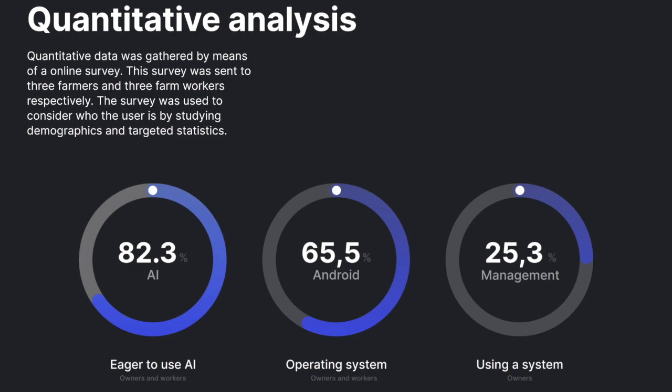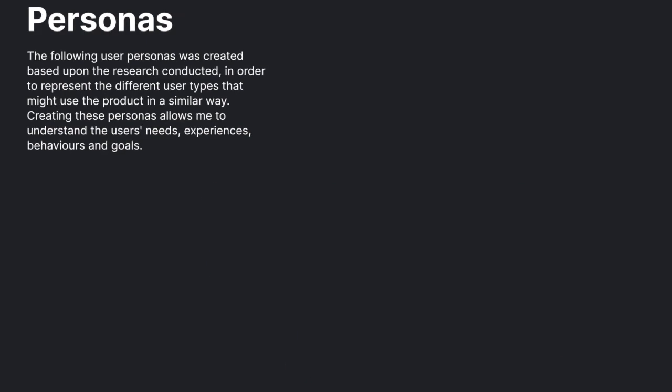From this survey, I was able to identify that 82% of users are eager to use AI technology, 65% of users use an Android operating system, and only 25% of current users are using a management system. I've also created user personas based on the research conducted in order to represent the different user types that might be using the product in a similar way. Creating these personas allowed me to understand the user's needs, experience, behaviors, and goals.